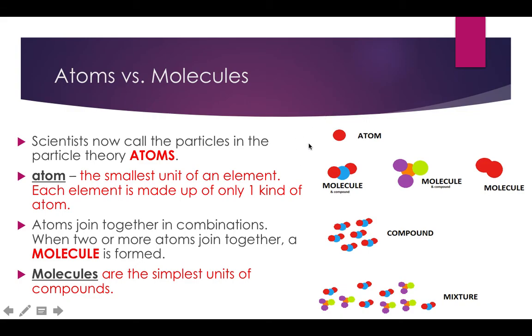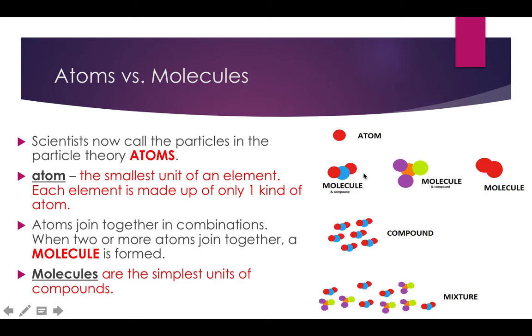Now, atoms, they like making friends. And when they make friends, they make something called compounds, or molecules, which we talked about. Molecules are the simplest unit of any compound. So H2O, this is what H2O looks like. It has one oxygen in the middle and two hydrogen on the outside.